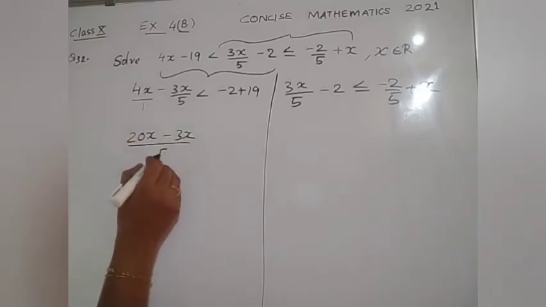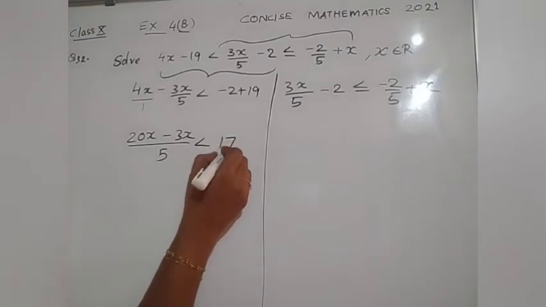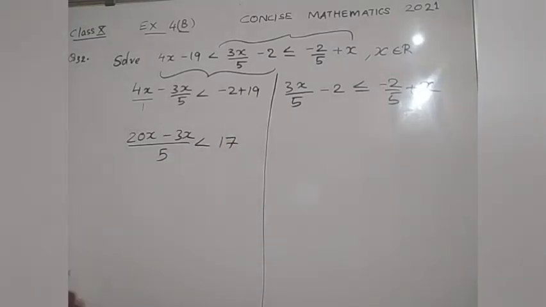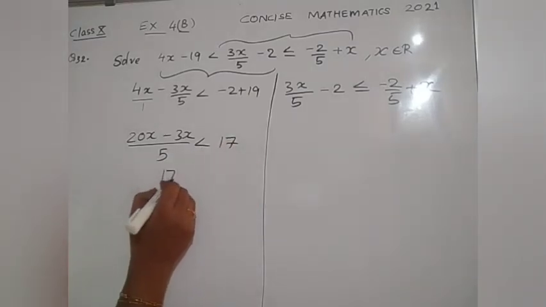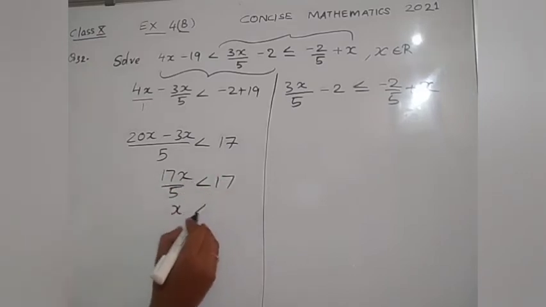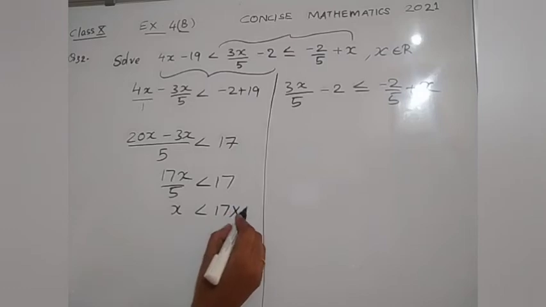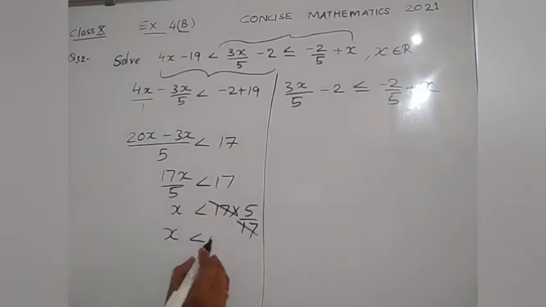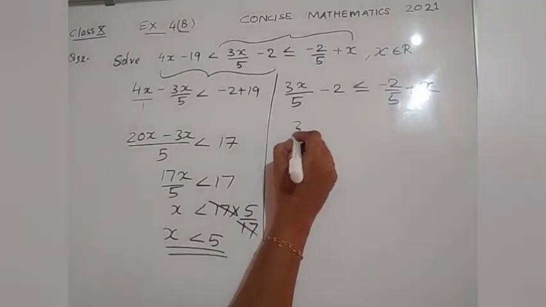So take the LCM. 4 5s are 20. 20x minus 3x by 5 less than 17. 19 and minus 2, 17. Now 17x by 5 less than 17 and x less than 17 into 5 by 17. We get x less than 5. Now let us solve the other part.